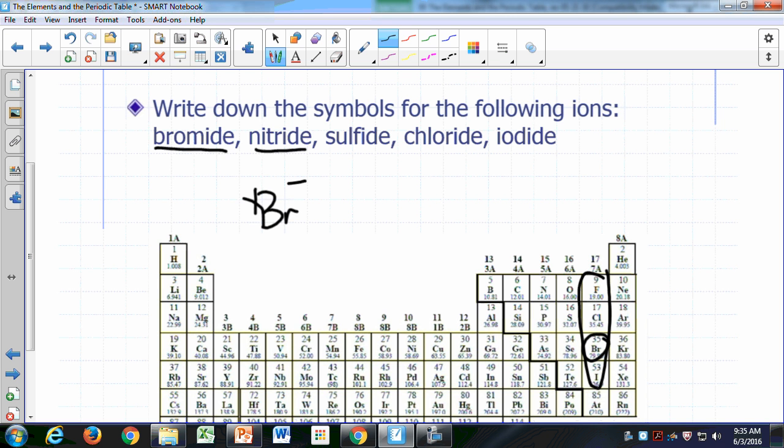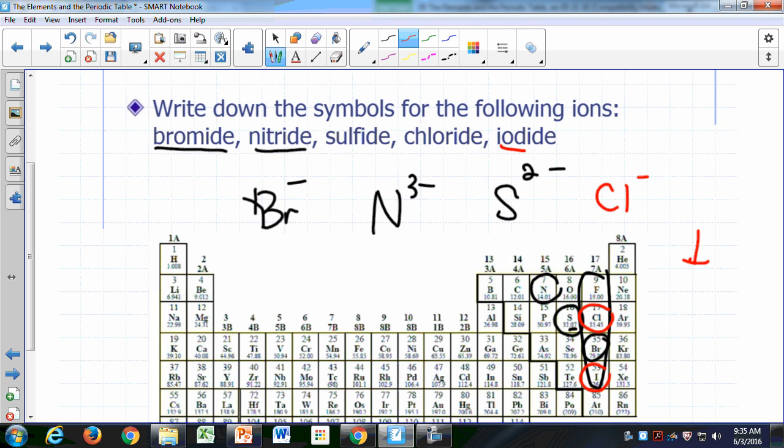What about nitride? Nitrogen with a -3 charge. Sulfide, S, sulfide with a -2. Chloride is -1, and iodide, I, -1.